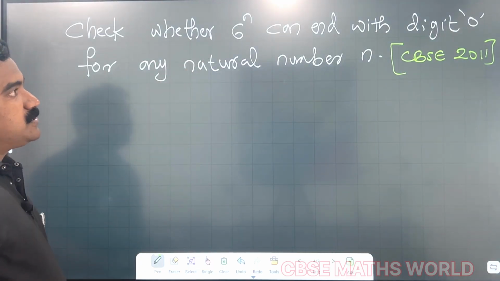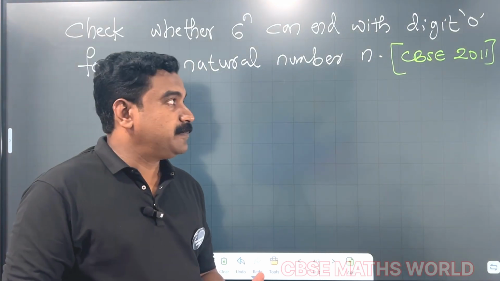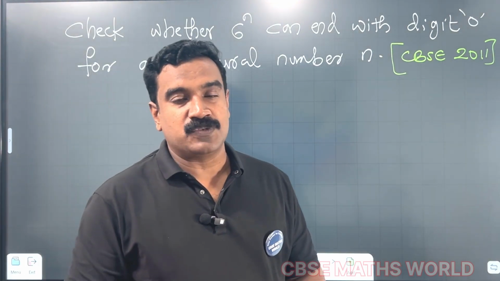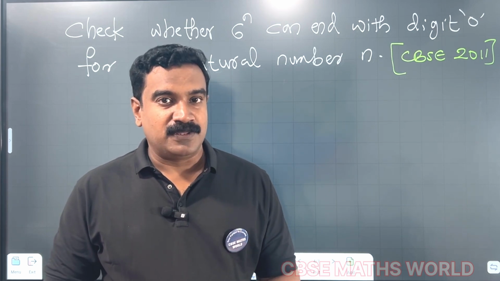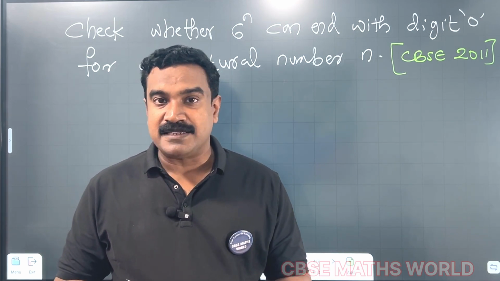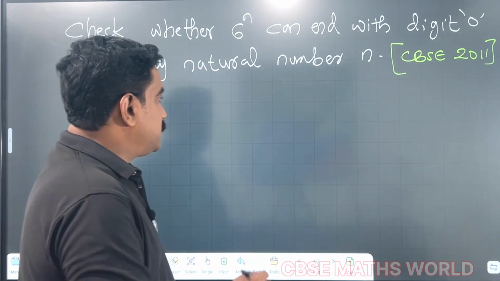Check whether 6 raised to n can end with the digit 0 for any natural number n. This is a CBSE previous question, CBSE 2011. And once again, I am reminding you that if a number ends with the digit 0, there must be 2 and 5 as factors. 2 must be there, 5 must be there as a factor. Look, the 6 raised to n.